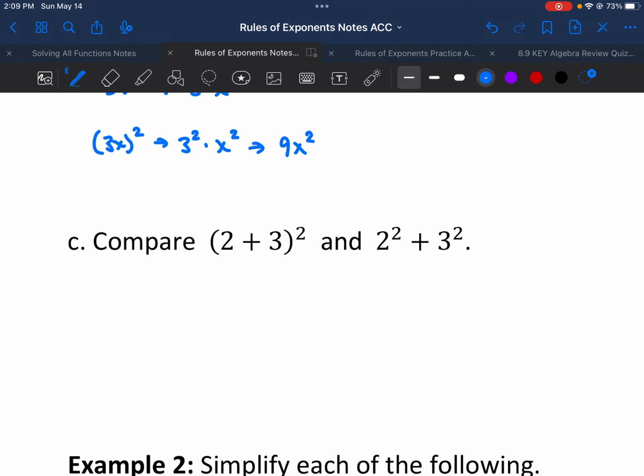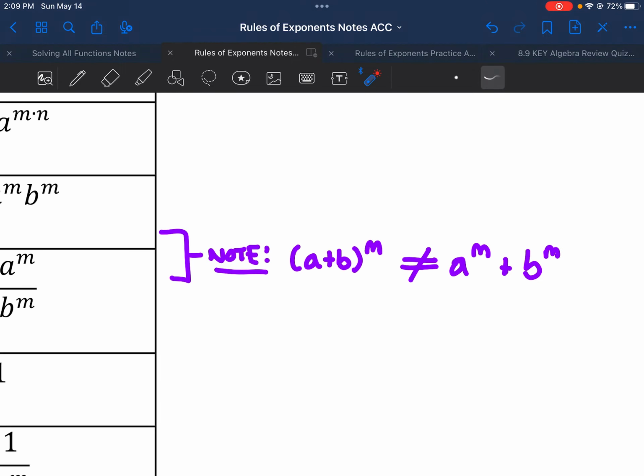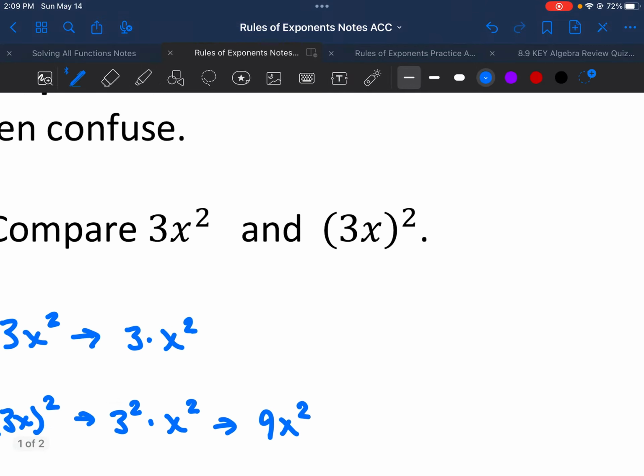Next, we want to compare (2 plus 3) squared and 2 squared plus 3 squared. Now again, common mistake, and we kind of saw this up here. If we have two things being added, we cannot just simply distribute the power. You're going to see why with this example right here.